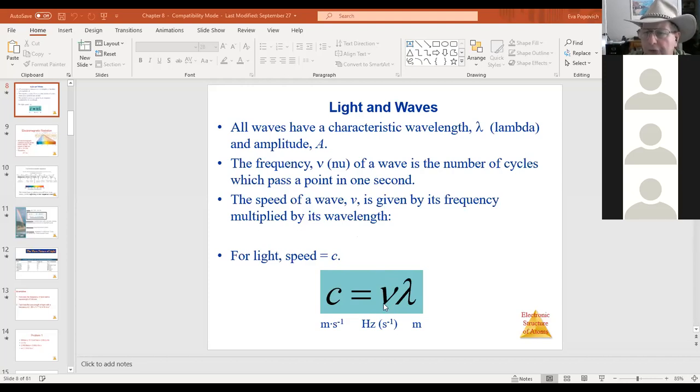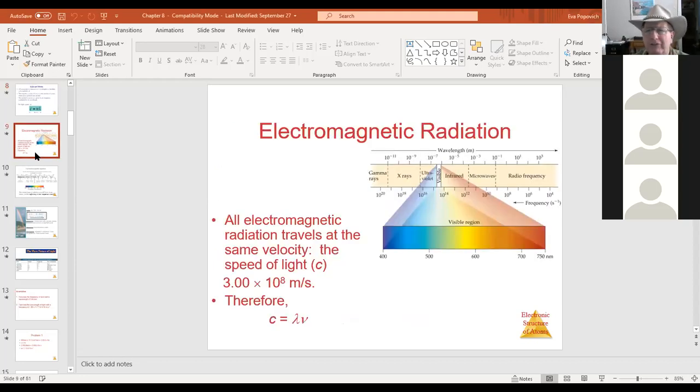If we know frequency, we can divide the frequency into the speed of light and get the wavelength. Same thing if we know the wavelength, lambda, we can divide the speed of light by lambda and get the frequency. Now, when we're dealing with electromagnetic radiation, there are different categories for it.